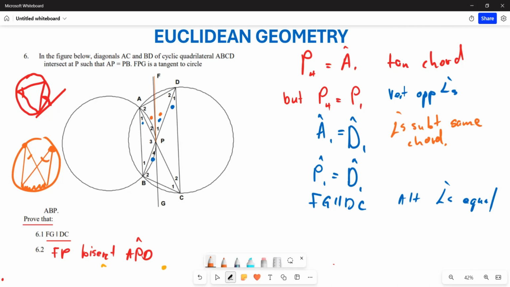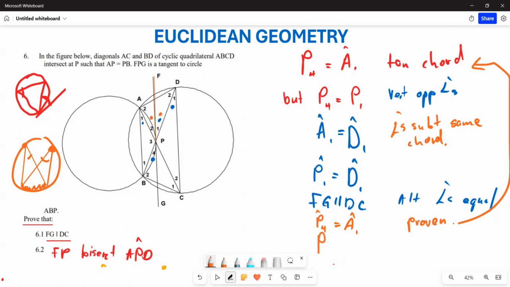Let's start here. You can start by simply saying, look, my angle P4 is equal to my angle A1, right? Altogether, my angle P4 is equal to my angle P1. This is proven, right? But if you have forgotten, remember this was this particular angle here, which was your tan chord theorem, right?